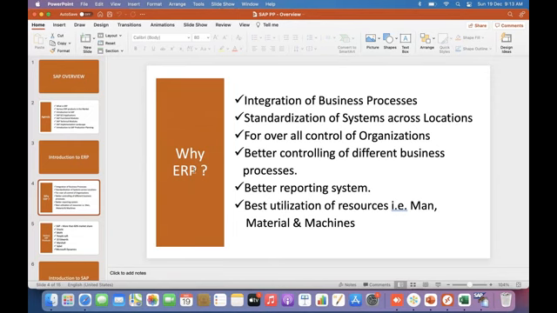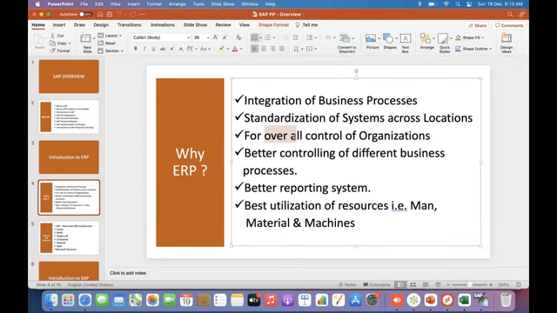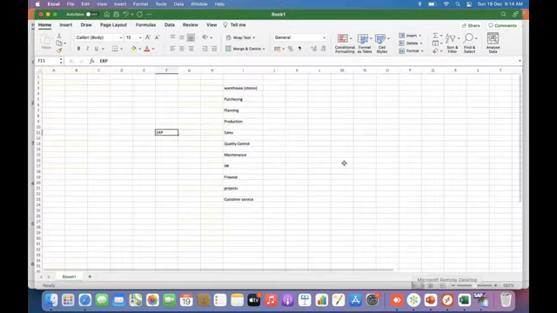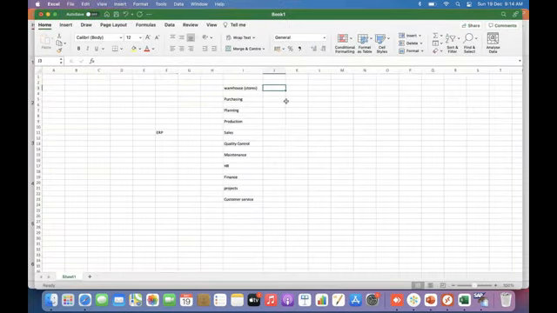And for overall control of the organization. Once you have the information in a single system, you will have better control of the organization, better controlling of business processes, and a better reporting system. Once you have the information in a single system, you can take the reports whenever you want. If you have multiple systems, suppose warehouse department people are using a separate system and purchasing department is using a separate system, then the reporting will become a problem. If all the departments are managing their data in a single system, then you will have better reporting basically.